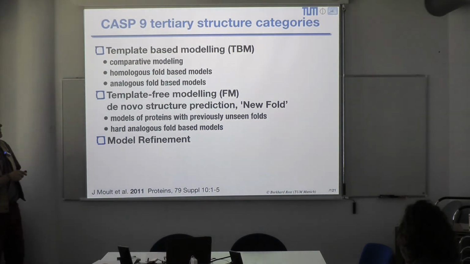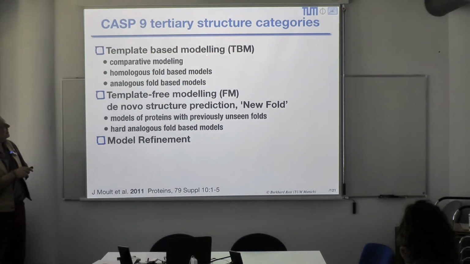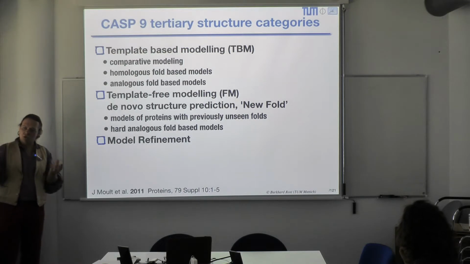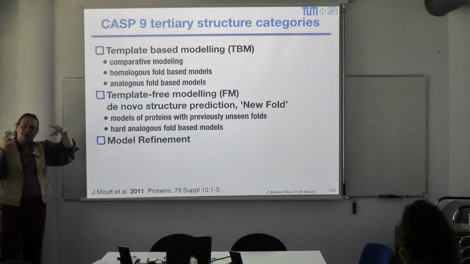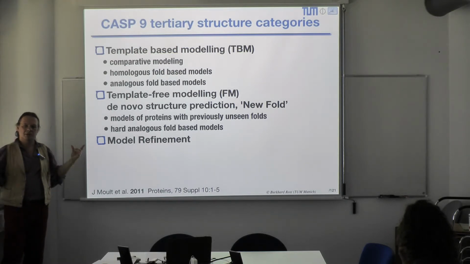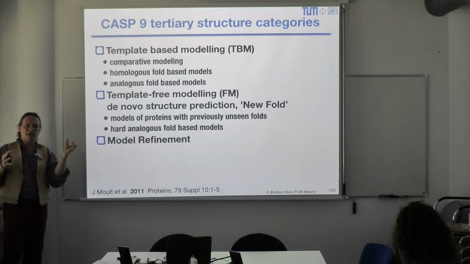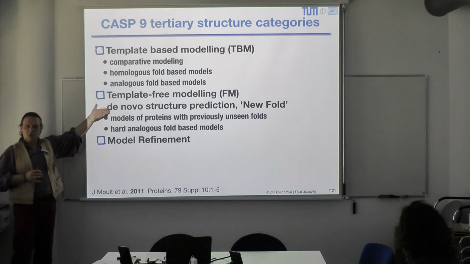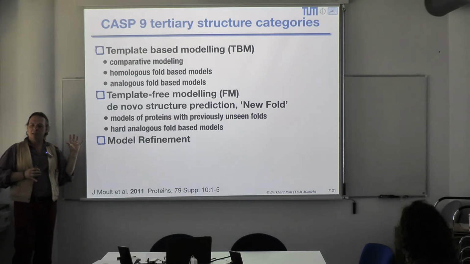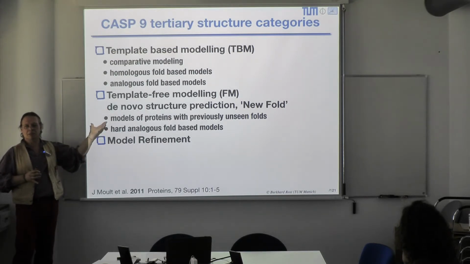And in CASP 9, the main categories are template-based and template-free and model refinement. Template-based means essentially, like in comparative modeling, there is a structure that you can look up that is similar, only you have to find it. Template-free is you have fragment assembly without the fragments, so to speak. So you create your own fragments. In some sense, that's essentially the idea. Or the idea is that once the structure is there, you don't find anything in the PDB that is similar enough so that you could have used it as a template.